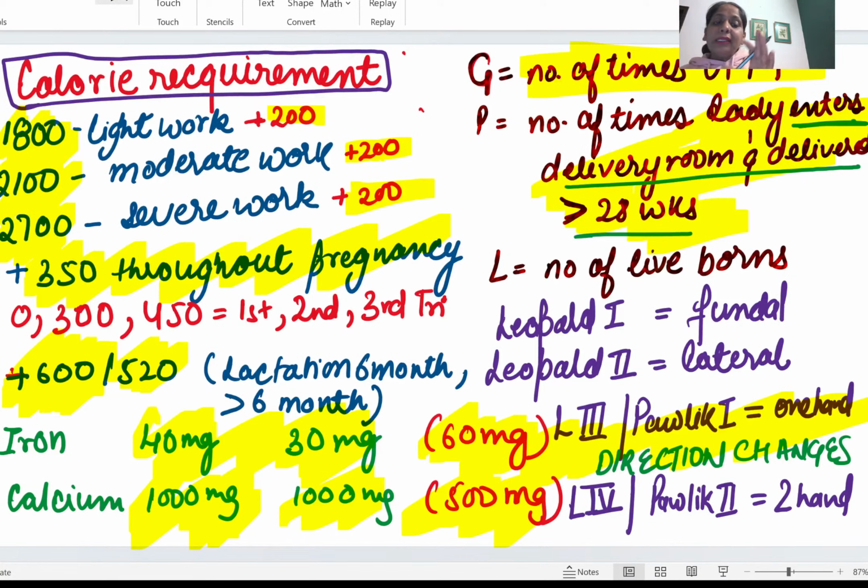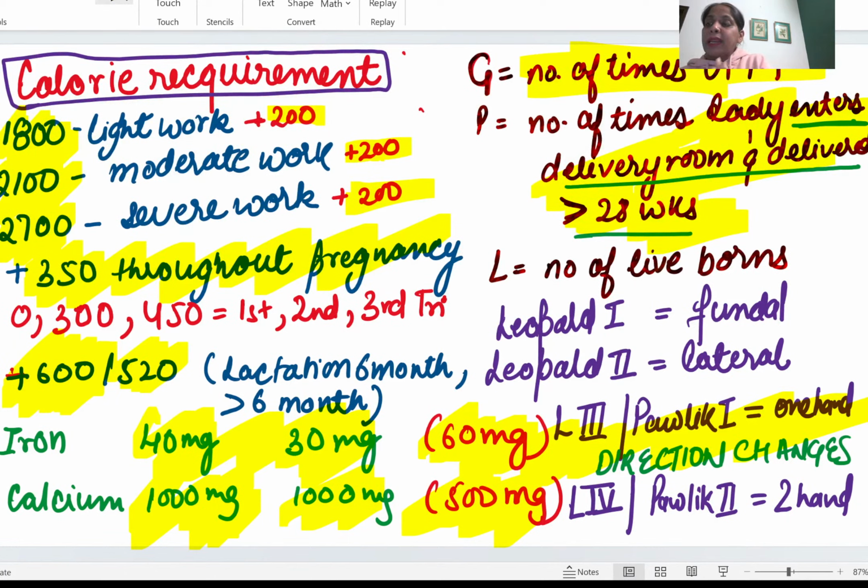Okay, and in the Leopold third grip we do it with one hand. Leopold third grip is also known as Pawlik's grip or the pelvic first grip.